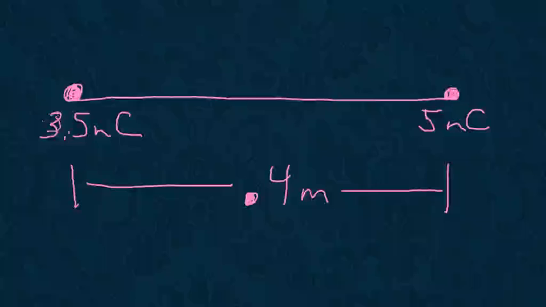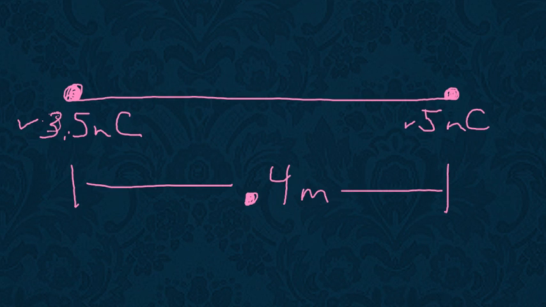Problems involving equilibrium involving charged particles are generally set up the way you see. You're given the value of two charges, in this case both positive, a 3.5 nanocoulomb and a 5 nanocoulomb charge, and you're given the distance between them, in this case 0.4 meters. We're going to place a third charge, in this case negative 6 nanocoulomb, somewhere in association with the other two particles.